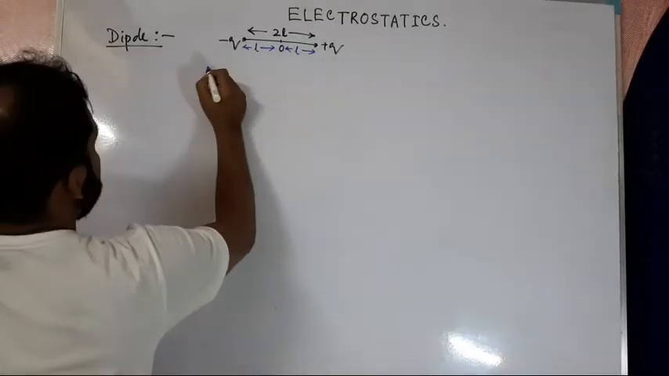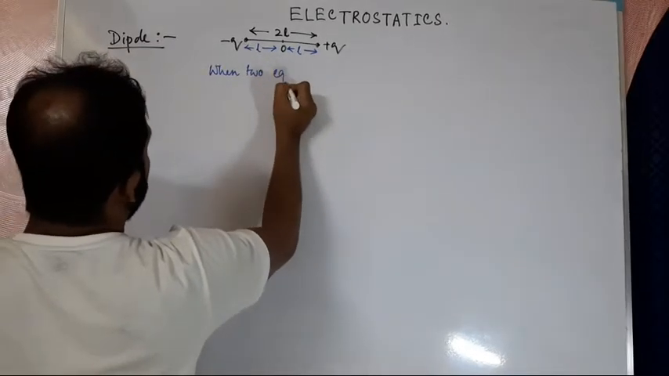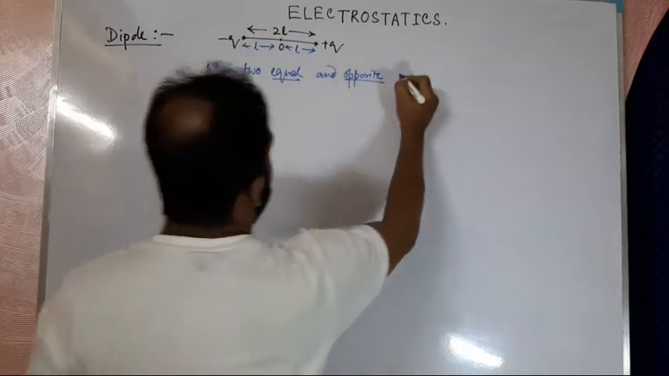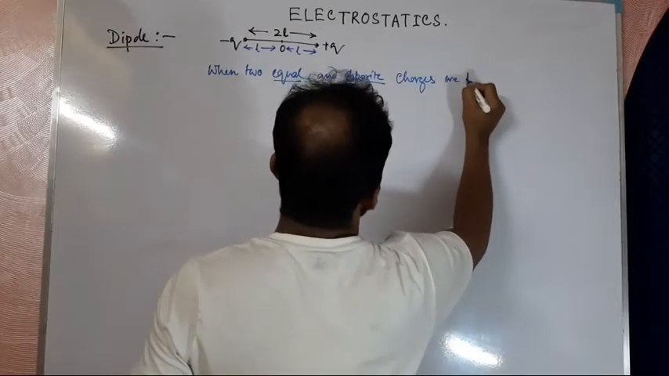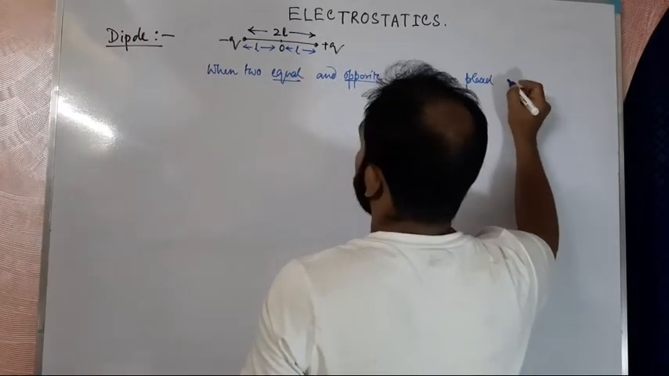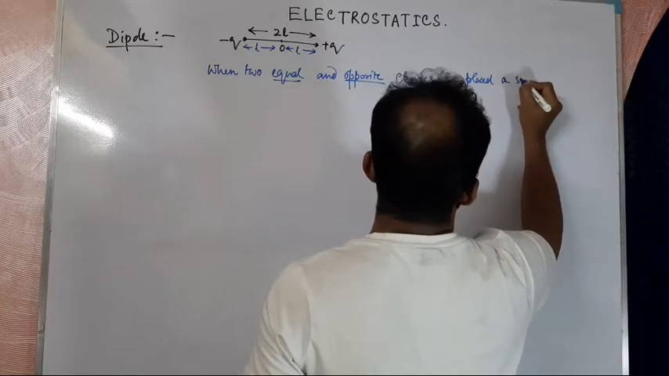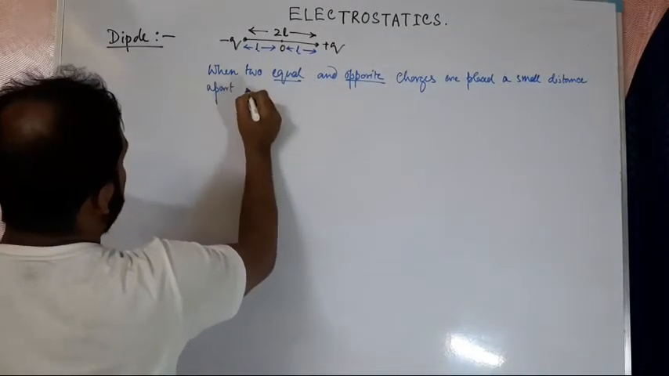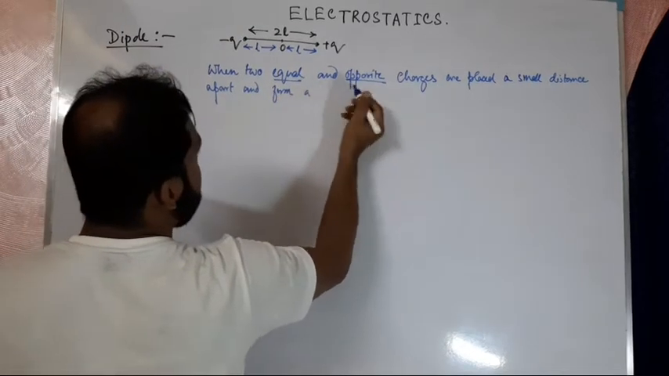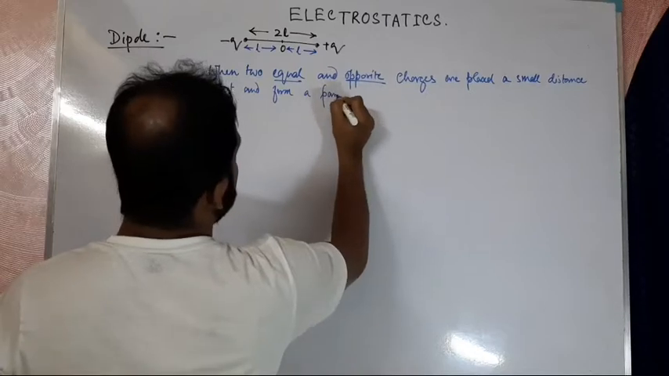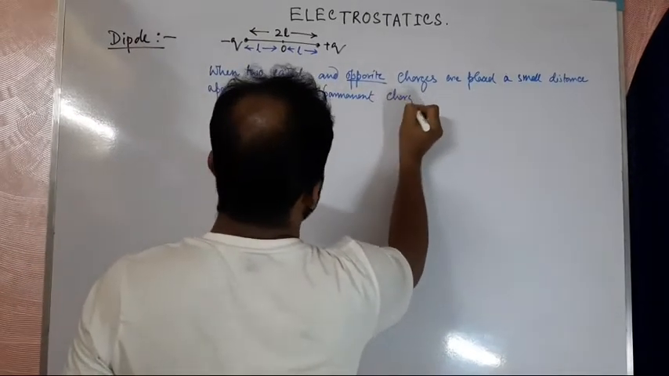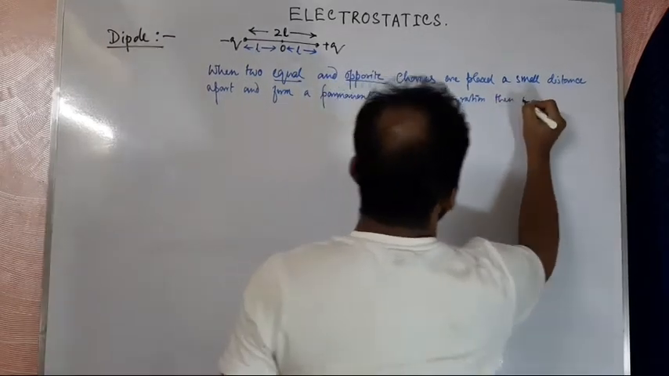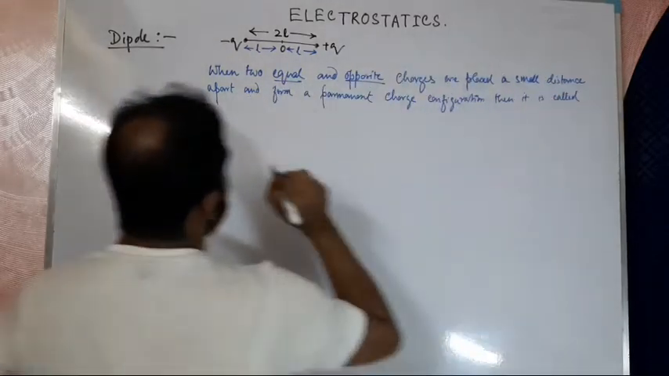So a dipole is when two equal and opposite charges are placed a small distance apart and form a permanent charge configuration. Then it is called a dipole.